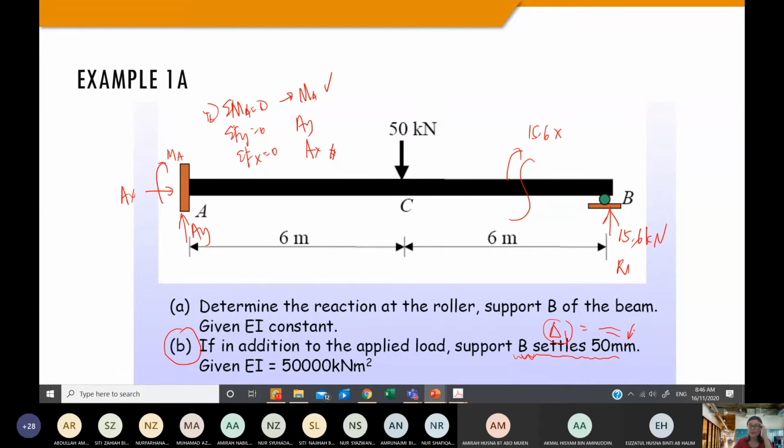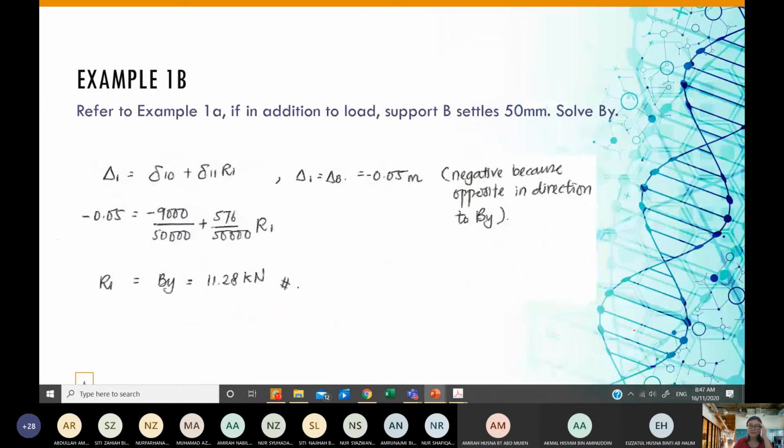So what is the treatment? Let us have a look at the compatibility equation. You do not need to redo the bending equations and everything again. The only treatment is applied at this compatibility equation, where this delta in example A just now is 0. Now this deals with support settlement or support displacement. Why is this negative 0.05?